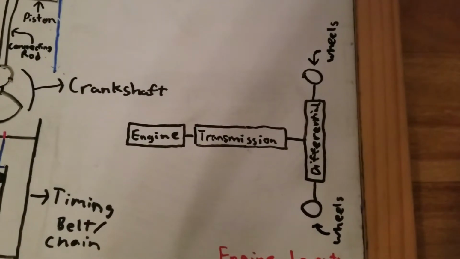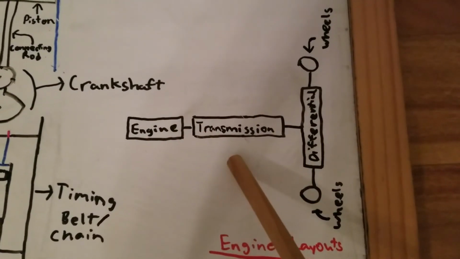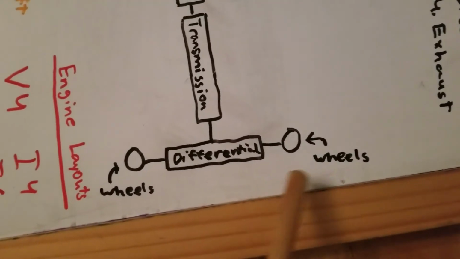Lastly, in a rear-wheel drive layout, the power gets sent from the engine to the transmission, to the differential, and then the wheels.